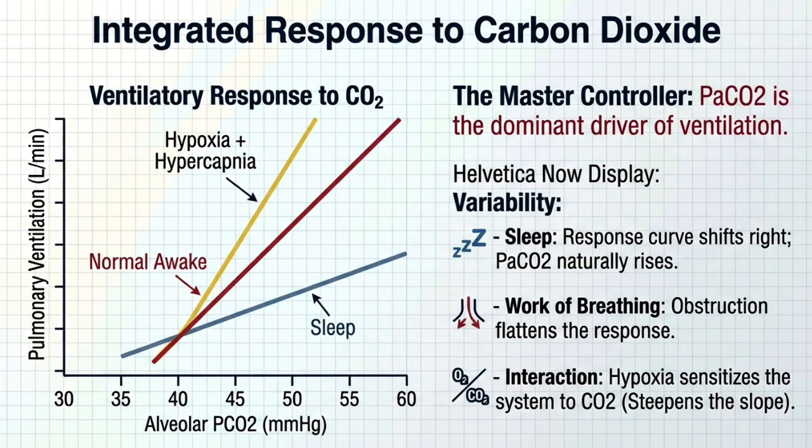Just look at this relationship. It is incredibly steep and remarkably linear. A tiny increase in PCO2, say from 40 to just 45, is enough to almost double your ventilation. It just shows how exquisitely sensitive this whole system is to even small changes in CO2.